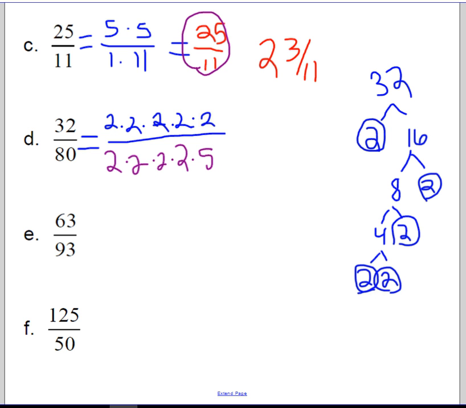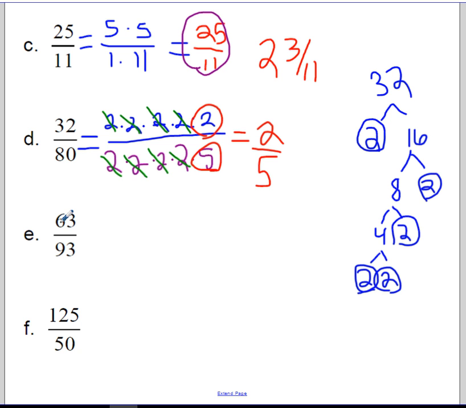So let's see what we can cancel out. 1, 2 on the top cancels 1, 2 on the bottom. Here's a second 2 on the top with a second 2 on the bottom, another 2, and even another 2. So everything cancels but 1 on the top, which is 2, and 1 on the bottom, which is 5. So 32 over 80 is the same as 2 over 5.